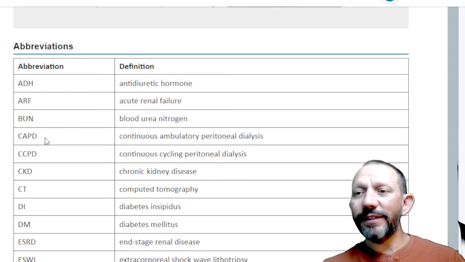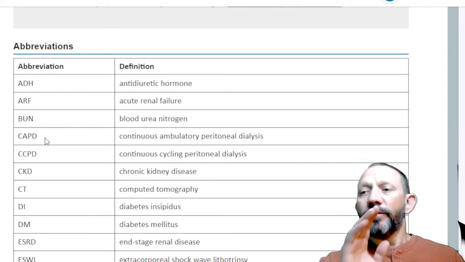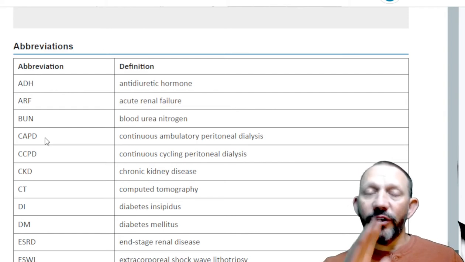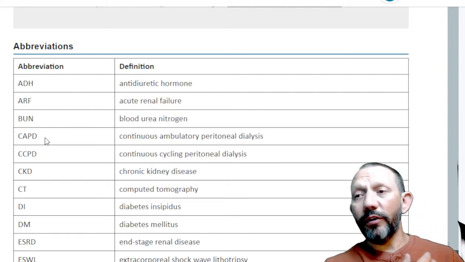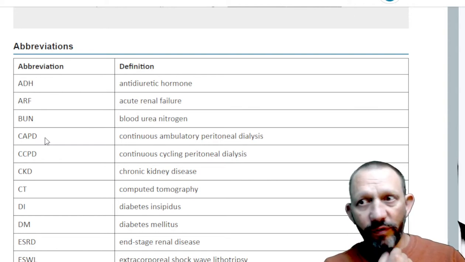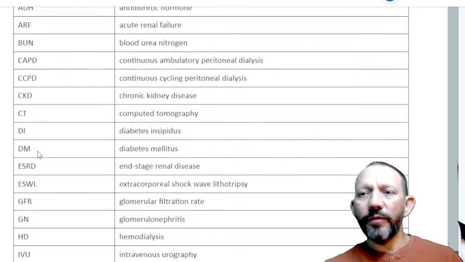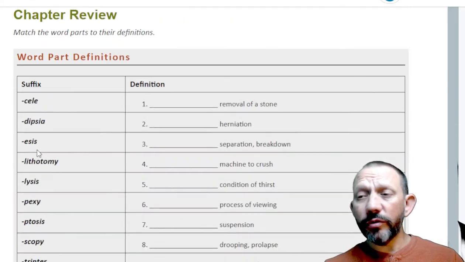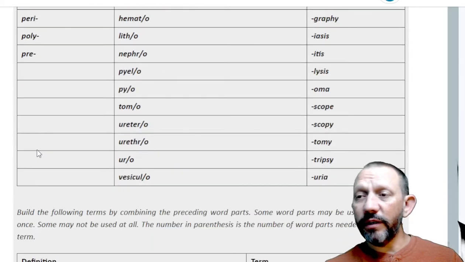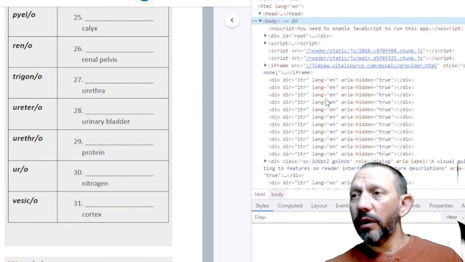We don't want to use that one. CAPD could be continuous ambulatory peritoneal dialysis. It could be confused with COPD. We don't want to do that. BUN is blood urea nitrogen. That has to do with your liver functions too. ADH, antidiuretic hormone. Most of them are pretty rarely used, but we do want to at least have an idea of what those words pertain to.